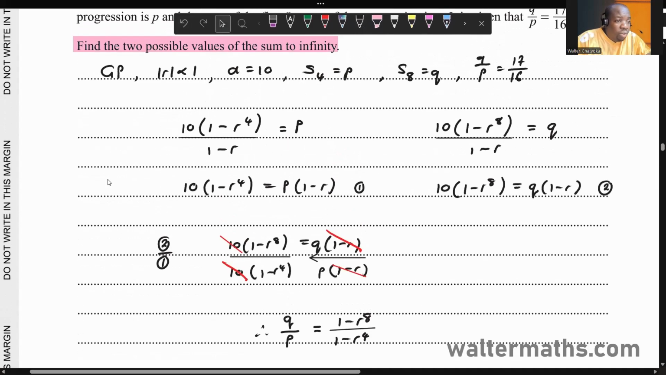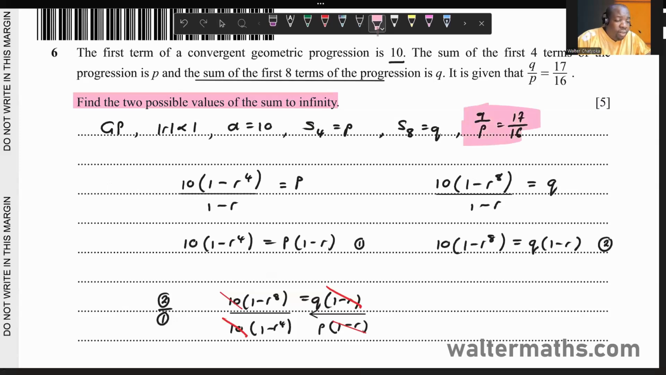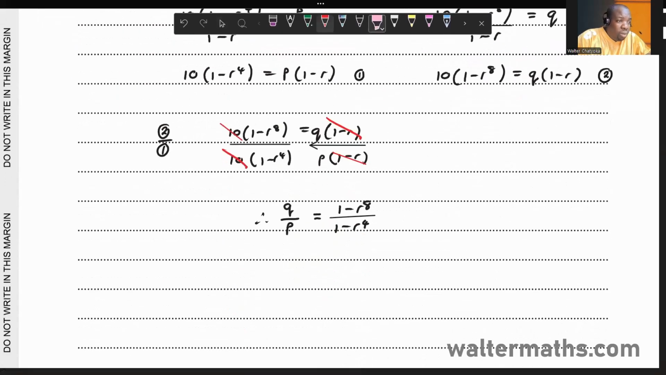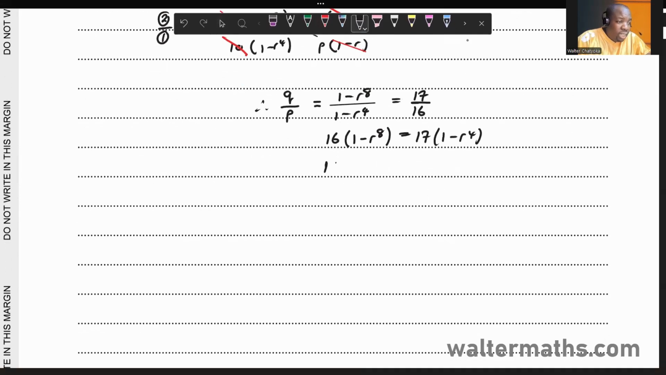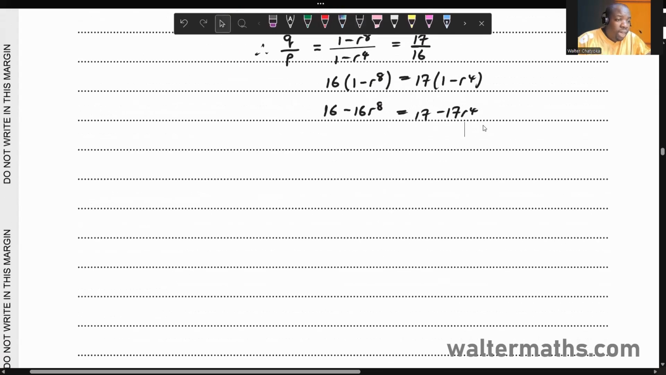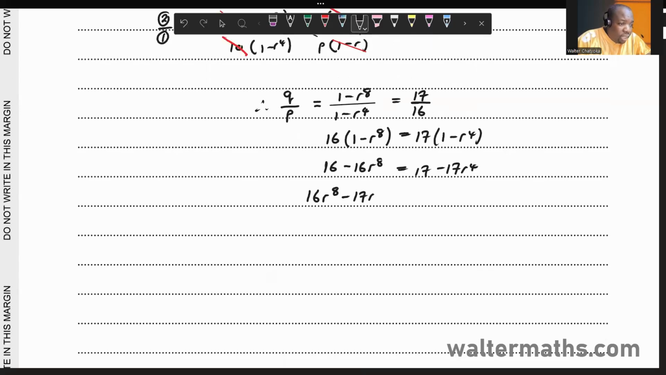Now, q over p, we've been told here is 17 over 16. So this also has to be equal to 17 over 16. So we can cross multiply. So 16 of 1 minus r to the 8 is equal to 17 of 1 minus r to the 4, basically. So that's 16 minus 16 r to the 8 being equal to 17 minus 17 r to the 4. Okay, rearranging, we'll be having 16r to the 8 minus 17r to the 4 plus 1 equal to 0.